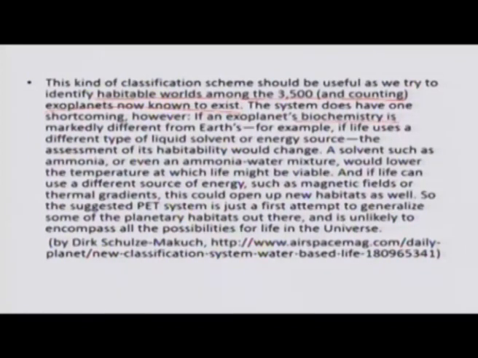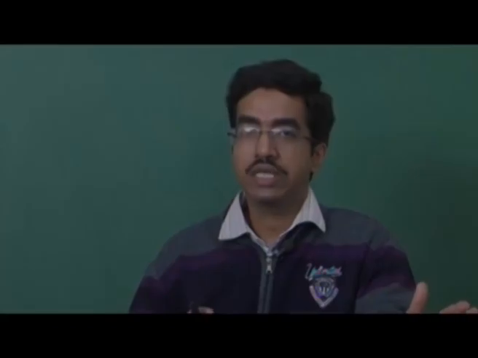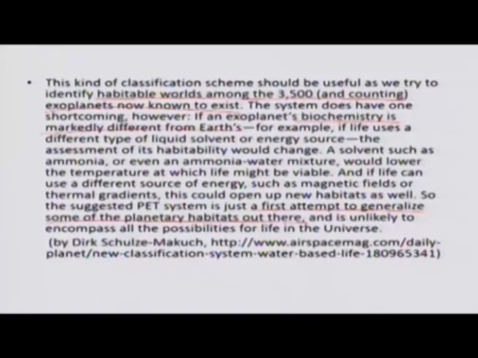So, here you can see if the biochemistry is different, because this classification system is based on the premise that water and presence of life are interconnected. So, if that does not work, then this classification system may not work. So, the writer here acknowledges that. Nevertheless, if you look at the concluding sentence, it is a first attempt to generalize some of the planetary habitats out there. So, you have so many things. So, how do you classify them? This classification system helps in looking at 3500 and more exoplanets and talking about them.